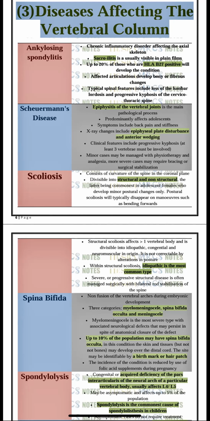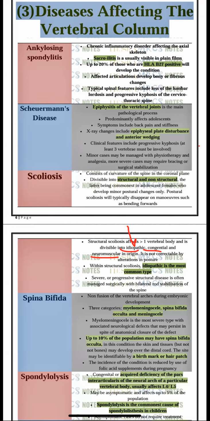Take care. What is the structural? Structural usually affects more than one vertebral body, and it also has three subtypes. Subtypes are idiopathic, congenital, and neuromuscular. Take care that idiopathic is the most common type of the structural scoliosis.